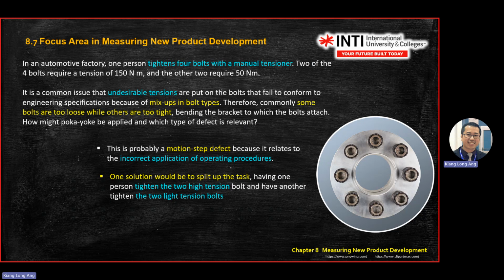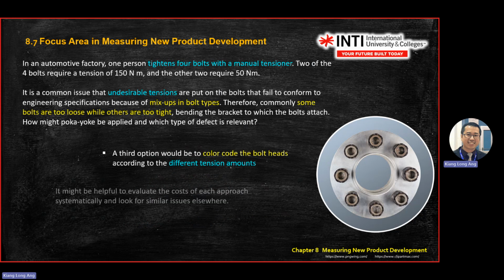One solution will be to split up the task, meaning two processes. In the process, there are two tables or two stations. One station does high tension screwing, another does low tension process. Okay. Another option is different bolt head sizes and so on. Okay, so this is a Pokayoke process method.